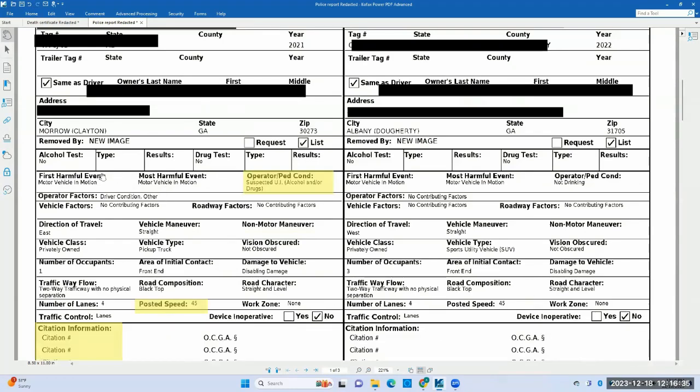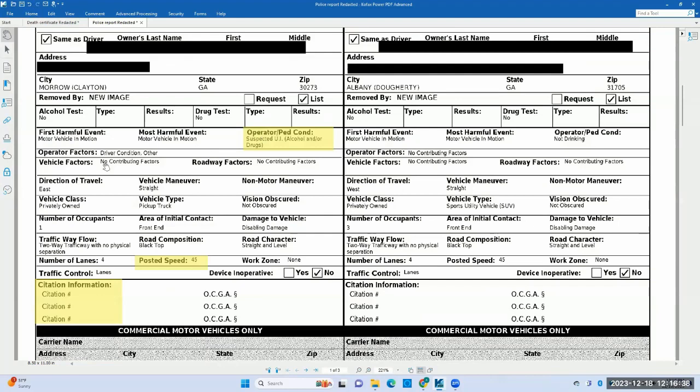So down here, we see some more information about the crash. We see that driver number 1 was suspected of having either alcohol or drugs in his system at the time of the collision. We see the posted speed. This can be very important to the Krause Law Firm when we're evaluating a case. We want to see whether the driver was obeying the speed limit at the time of the collision. Here, the posted speed is 45 miles per hour. We also see that there were no citations made.